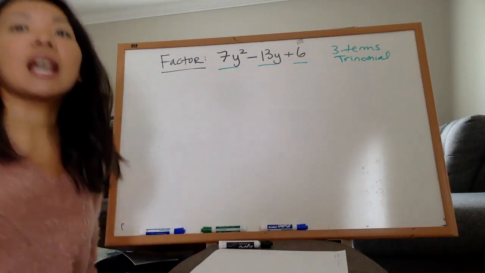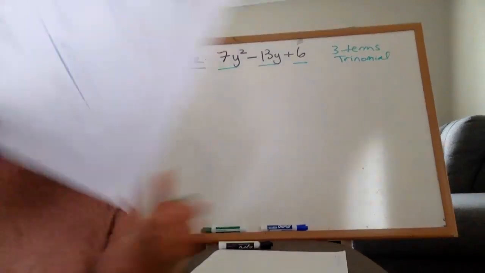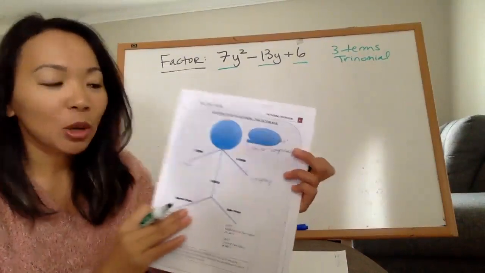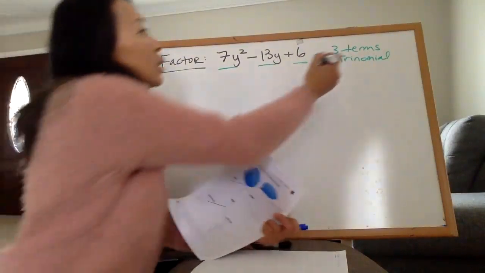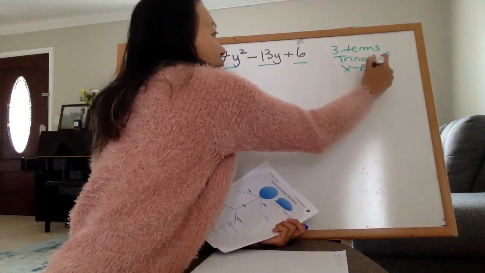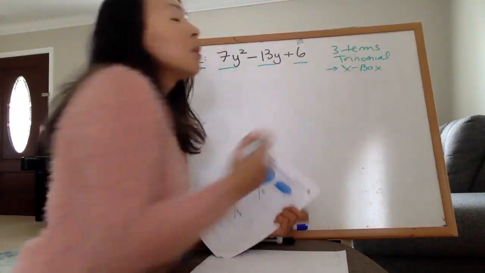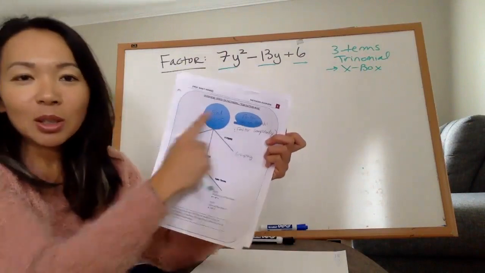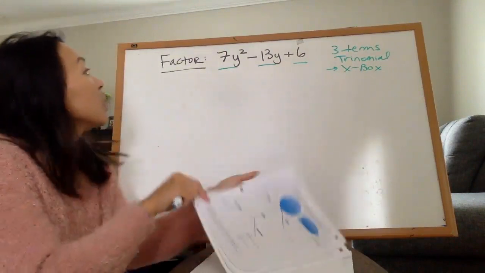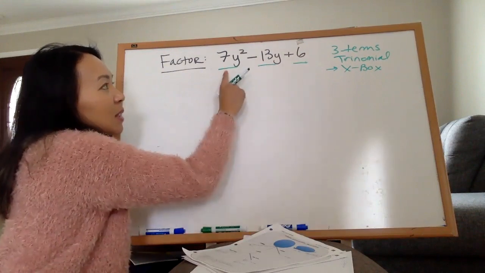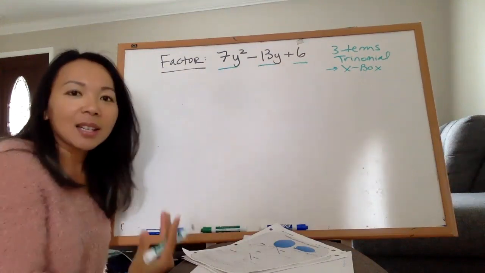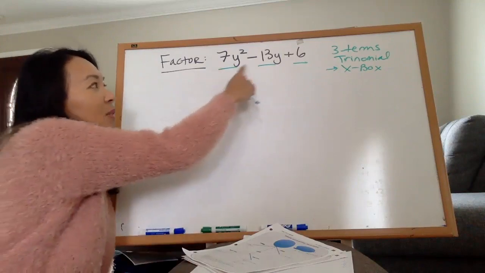If you look at that factor man that I showed you earlier, if it's a trinomial, you want to use the Xbox method. But before we do that, we always want to see if there's a GCF. Here we have 7y squared, 13, and 6. I ask myself, is there anything that's divisible into 7, 13, and 6?